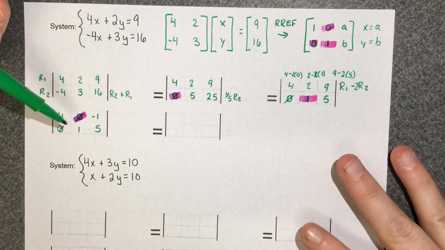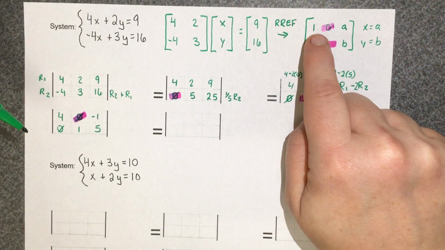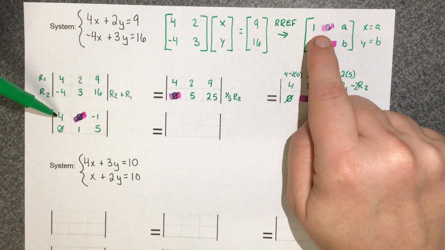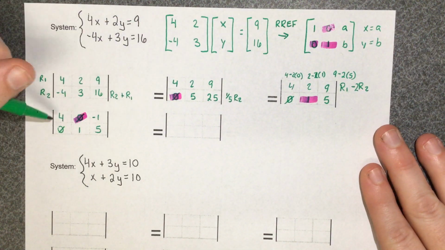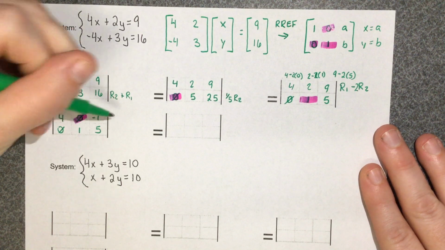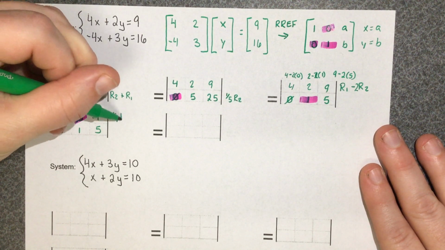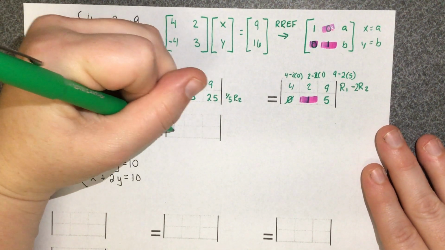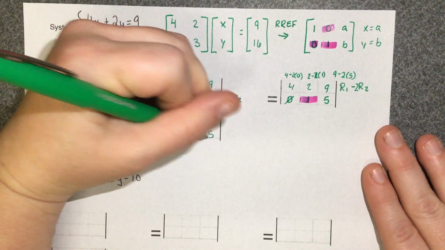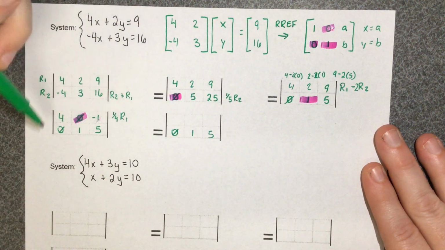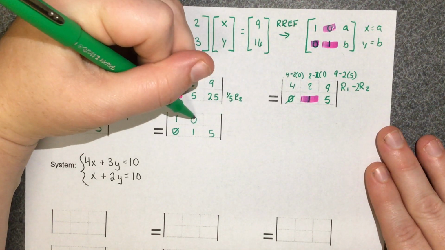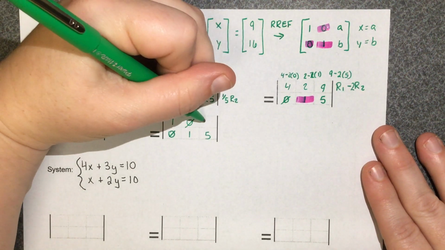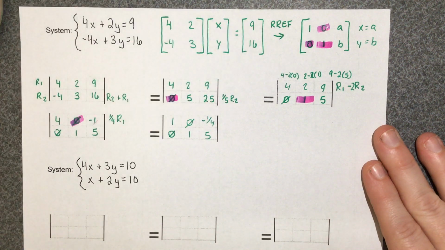So the only thing left now is to fix that. And the only way to fix that is to scale row 1 by 4. So I'm going to take 1/4 of row 1, not affecting row 2 at all. I can go ahead and write row 2. But row 1, 1/4 of 4, 1/4 of 0, 1/4 of negative 1 gives me that.